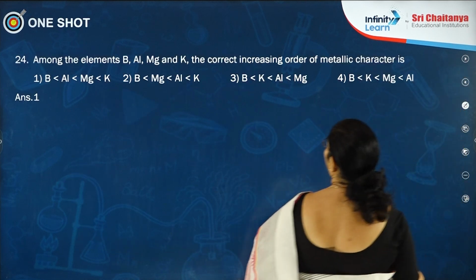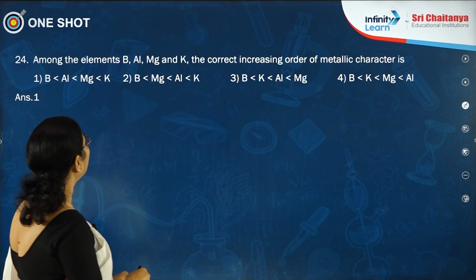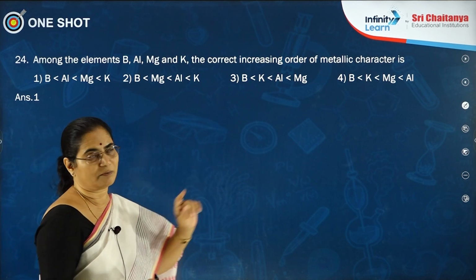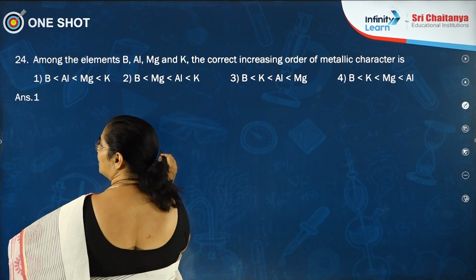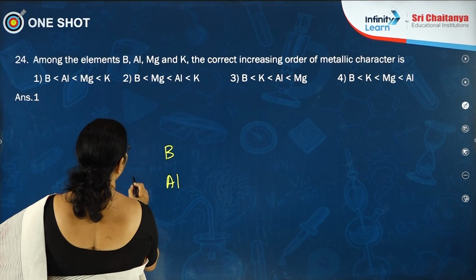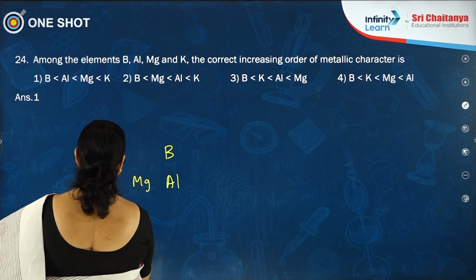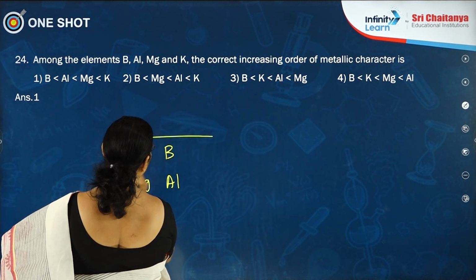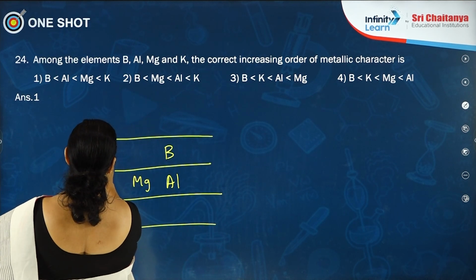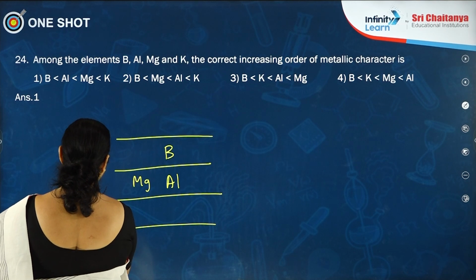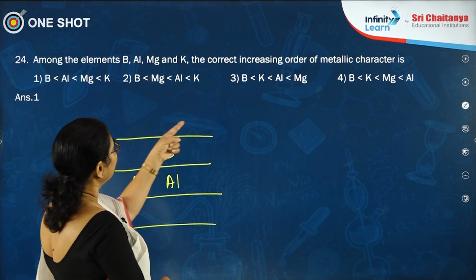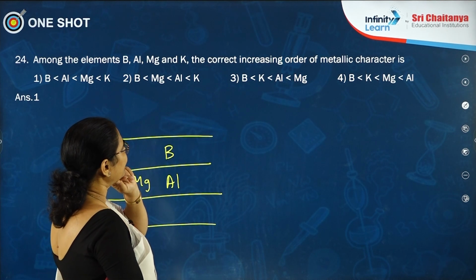Next, among the elements boron, aluminum, magnesium, potassium, the correct increasing order of metallic nature. This is an NCERT textbook question. First you do one thing, arrange them group wise, period wise. So, this is second period, third period, fourth period, and you know the increasing order of metallic character.